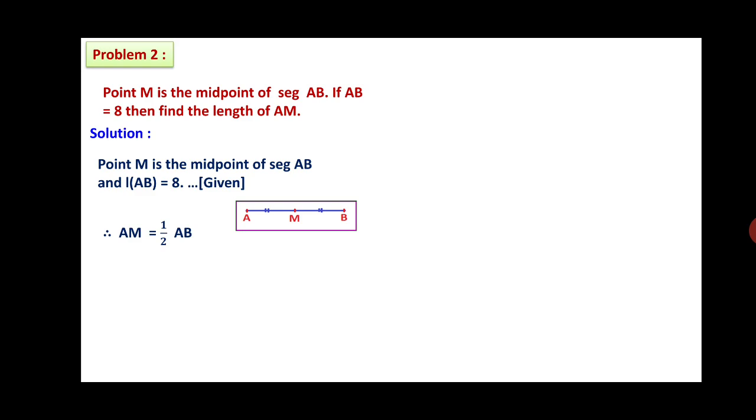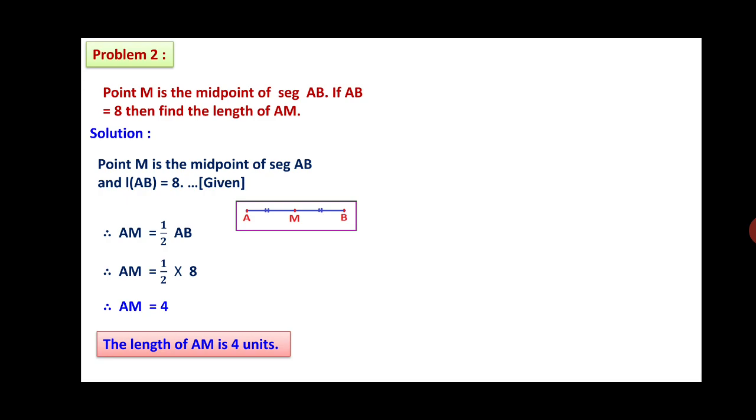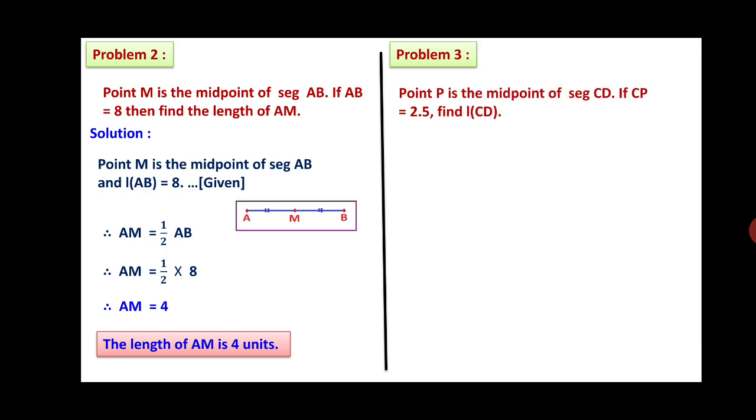AM is equal to half of AB, since M is the midpoint. Therefore AM is equal to half into 8. So after carrying out the division, you are getting AM is equal to 4. Therefore, the length of AM is 4 units. Now we'll continue with problem number 3. Point P is the midpoint of the segment CD. If CP is 2.5, find the length CD.